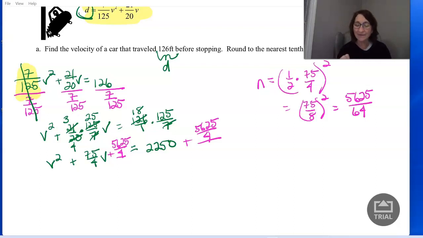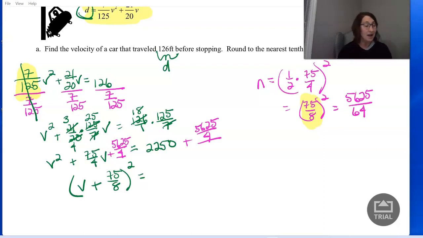On the left, we've got a perfect square, so we're going to create our binomial squared. That's going to be v plus, well, remember that the second term in that binomial is always whatever you had in that parentheses before you squared it. So I can bring over that 75 eighths.